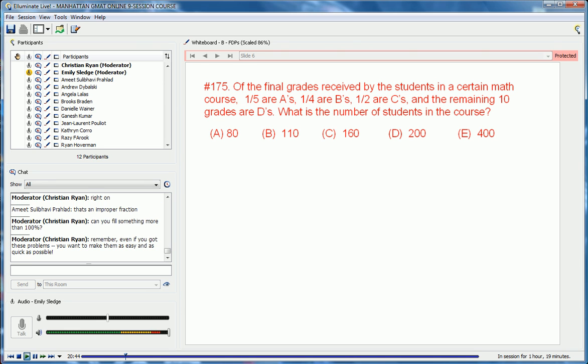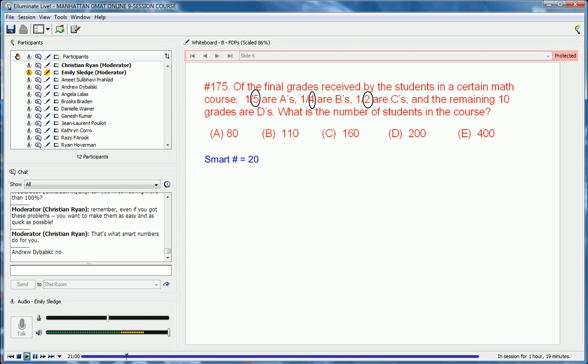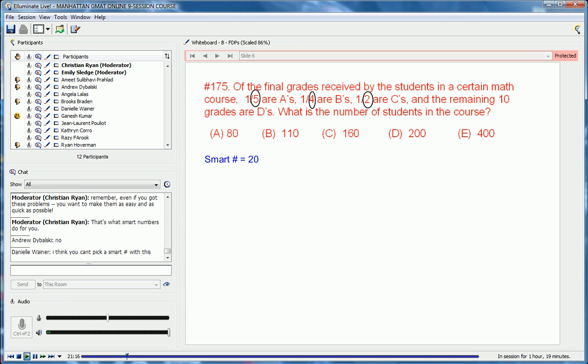All right. So could we use Amit's suggestion from the last problem and say, okay, there are all these fractions in here. Just look at all the denominators and pick a smart number of 20. What do you guys think? Smile or thumbs down on that? Rosie's saying it seems reasonable. Right? Same as before. Andrew, you're saying no, though. Andrew, grab the mic. Tell us why not.